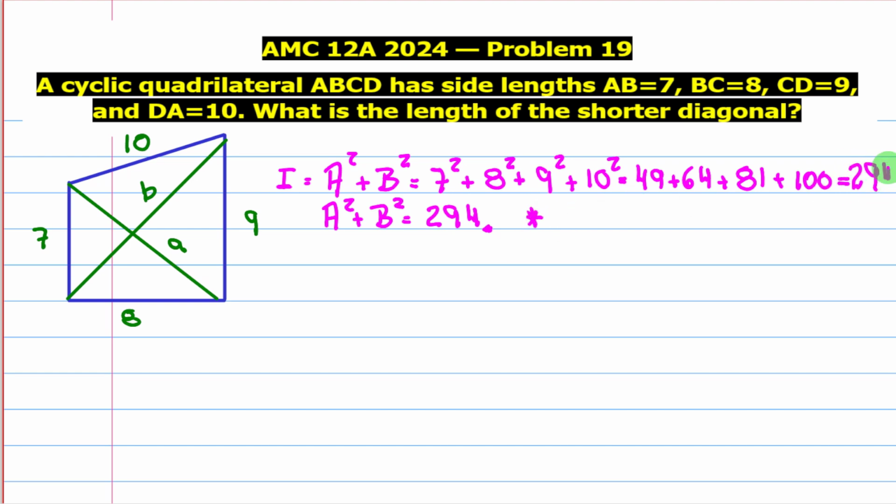So the second property says that A times B is equal to 7 times 9 plus 8 times 10. It's equal to 63 plus 80. And finally, we have 143.